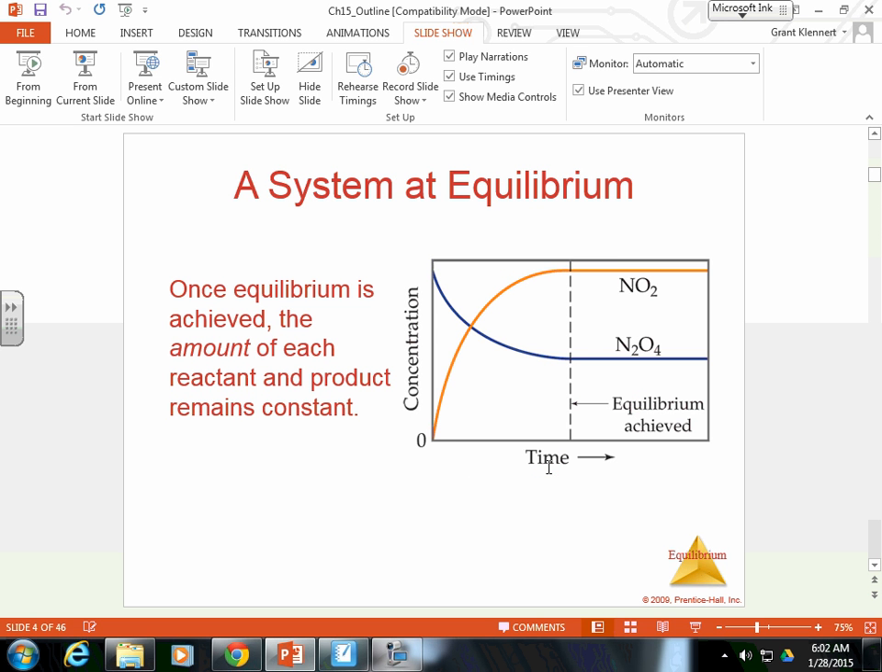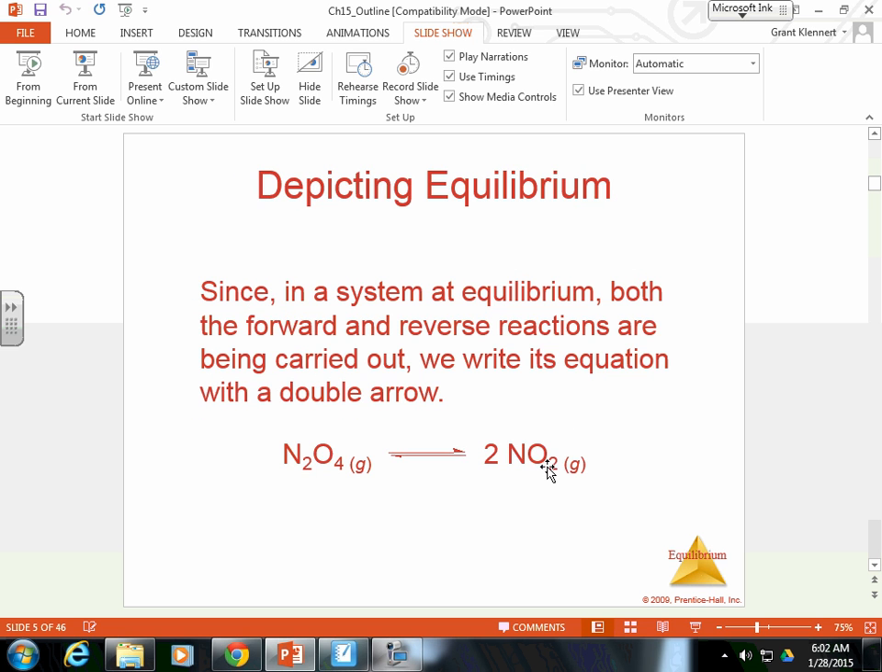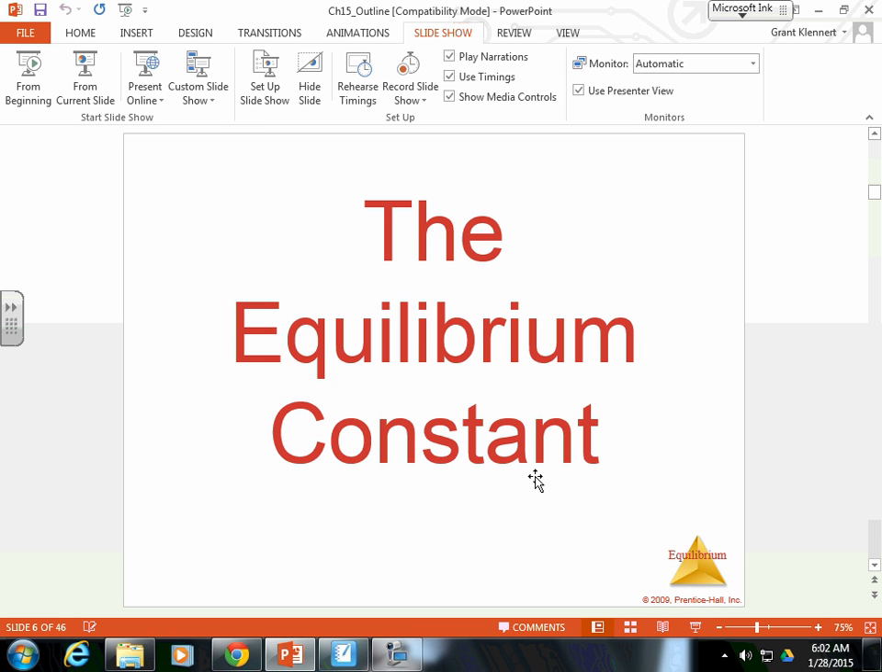So just another picture here. We have N2O4, NO2. Once equilibrium is achieved, the rates are going to remain constant. They're not going to be the same, they're just going to be constant. So what's this look like? We're going to use our double arrow to show that a chemical reaction is at equilibrium. We're going to have a forward arrow and a backwards arrow all at the same time to show that we have achieved chemical equilibrium.